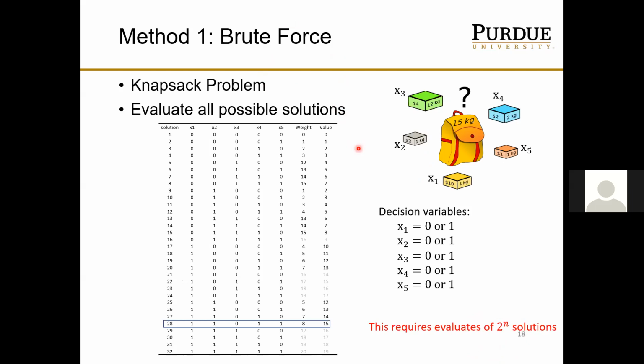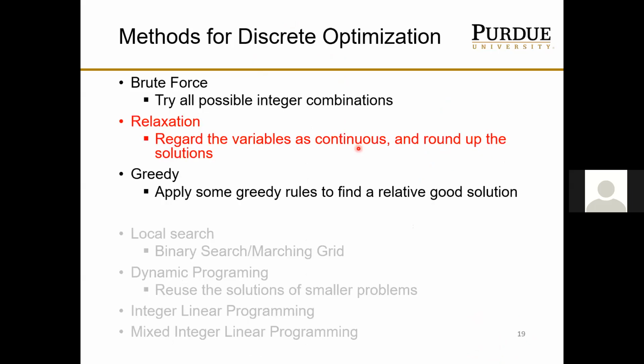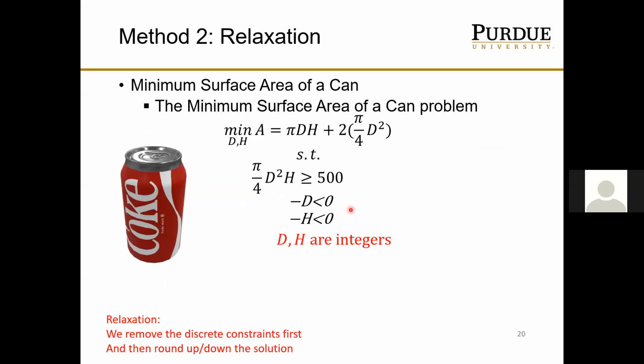That's the key idea of discrete optimization. You don't want to evaluate all the solutions, but only pick some of them and get some information from them. There are 2 useful methods, and they are pretty simple. The first one, beyond brute force, is relaxation. For this problem, our difficulty is that d and h have to be integers. This problem comes from the constraints we added, where we hope d and h are integers.